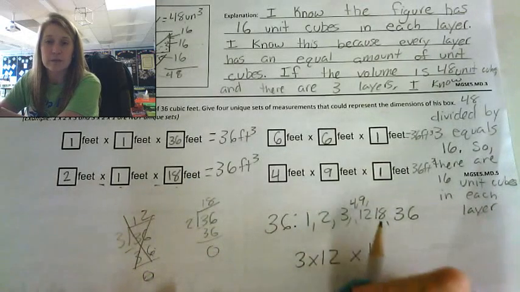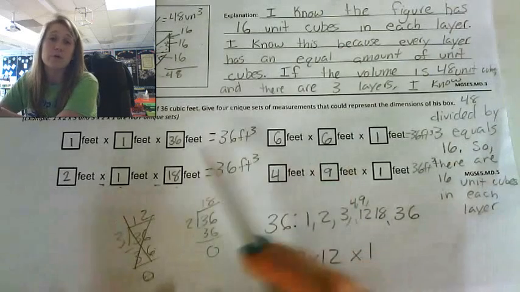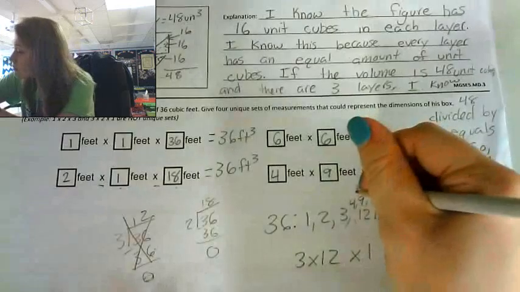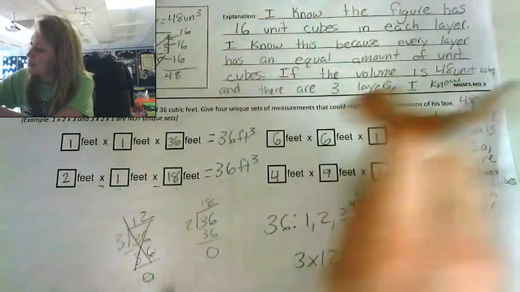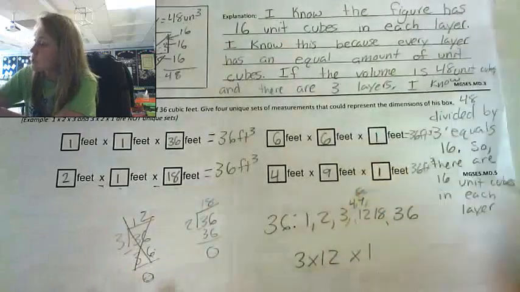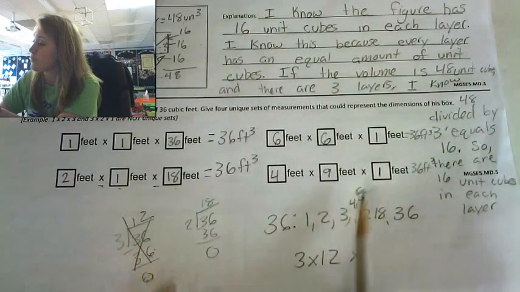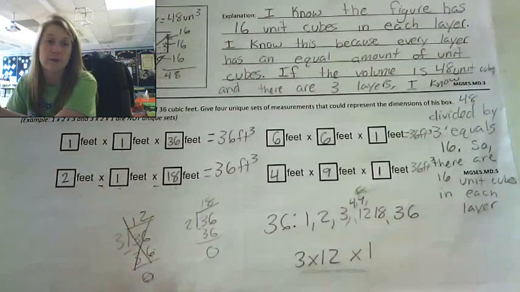Let's see, we did our 1 times 36, we did our 2 times 18, we did 3 times 12. Okay, so those are all of your, 6 times 6. There we go. I almost forgot my 6. So those are all of your choices that you could have done. So there was 1, 2, 3, 4, 5. You only had to do 4. This is an extra one, but it would also work as well.